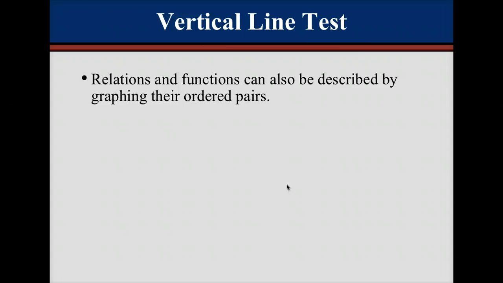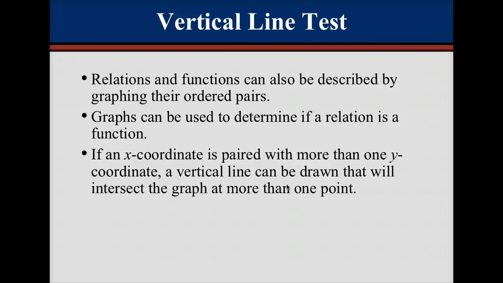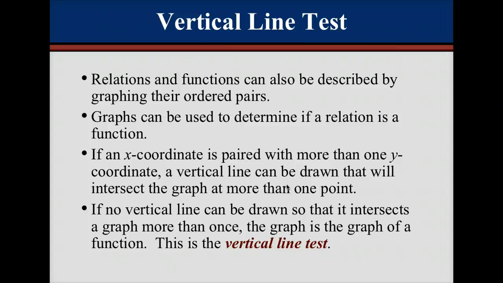Relations and functions can also be described by graphing their ordered pairs. You'll see some more information about the vertical line test on page 133 in your text if you would like to turn there. Graphs can be used to determine if a relation is a function. If an x-coordinate is paired with more than one y-coordinate, a vertical line can be drawn that will intersect the graph at more than one point. If no vertical line can be drawn so that it intersects a graph more than once, the graph is the graph of a function. This is the vertical line test.